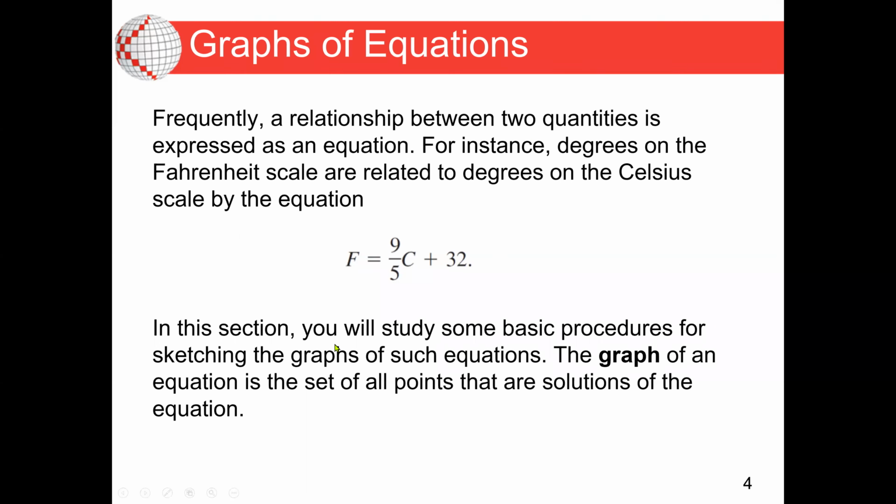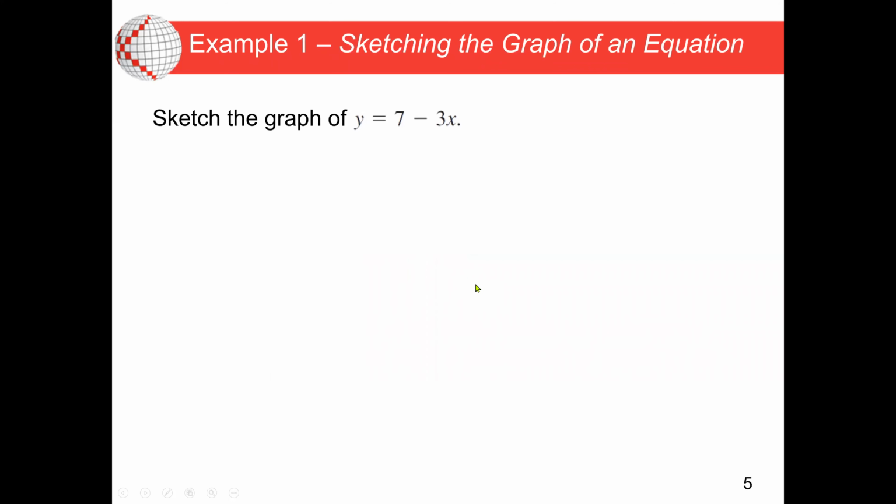So in this session, we are going to study some basic procedures for sketching graphs of such equations. And normally to sketch a graph of this equation, we need to have values of C. So we make up some values of C with some interval, let's say between 1 and 10. Then anytime we have a value of C, let's say C is 1, we can find F. When C is 2, we find the value of F. So for each point we have a value of C and also F, which are two-dimensional coordinates. So let's see an example here.